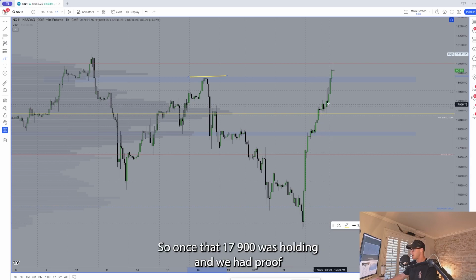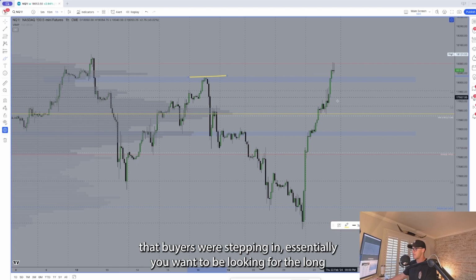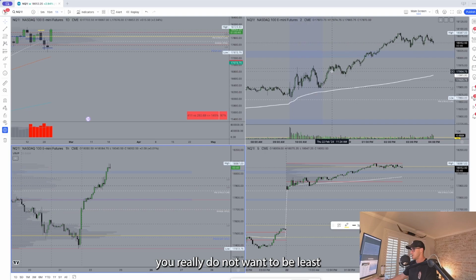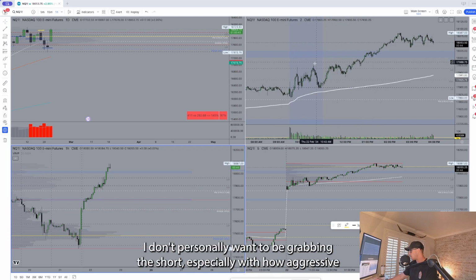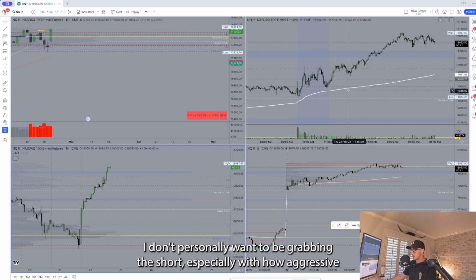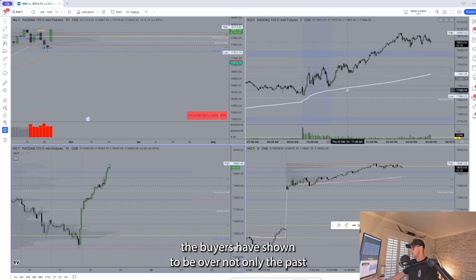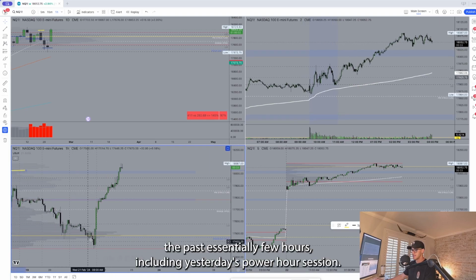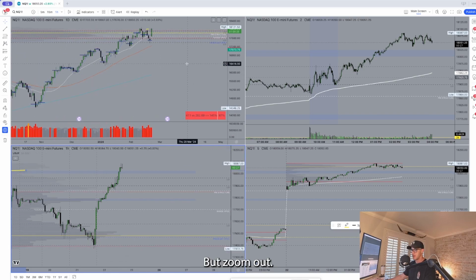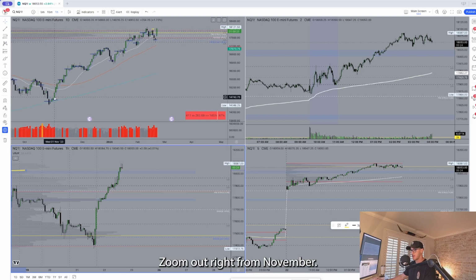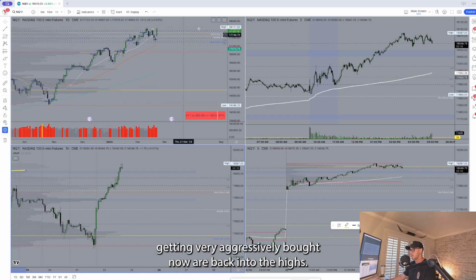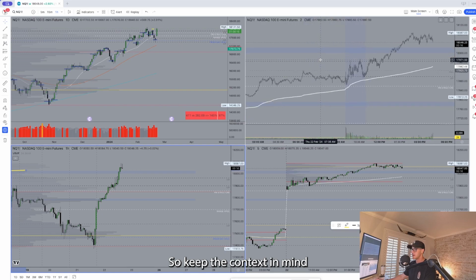So once that 17,900 was holding and we had proof that buyers were stepping in, essentially you want to be looking for the long. You really do not want to be, at least I don't personally want to be grabbing the short, especially with how aggressive the buyers have shown to be over not only the past few hours, including yesterday's power hour session, but zoom out, right? From November, each pullback is getting very aggressively bought. Now we're back into the high. So keep the context in mind.